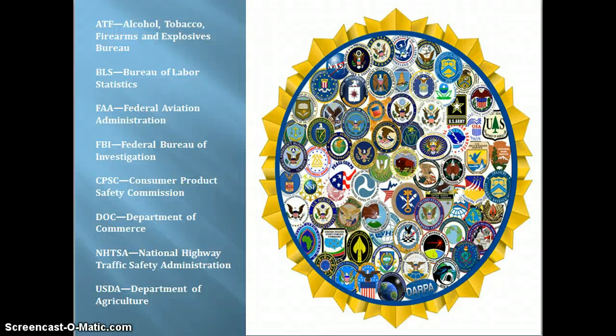Talk about administrative agencies. They're created by the United States Constitution. They're often identified by acronyms such as the ATF, the Alcohol, Tobacco, Firearms, and Explosives Bureau, the BLS, the Bureau of Labor Statistics, the FAA, the Federal Aviation Administration, the FBI, Federal Bureau of Investigation, the CPSC, the Consumer Product Safety Commission, the DOC, the Department of Commerce, NHTSA, the National Highway Traffic Safety Administration, and the USDA, the Department of Agriculture.